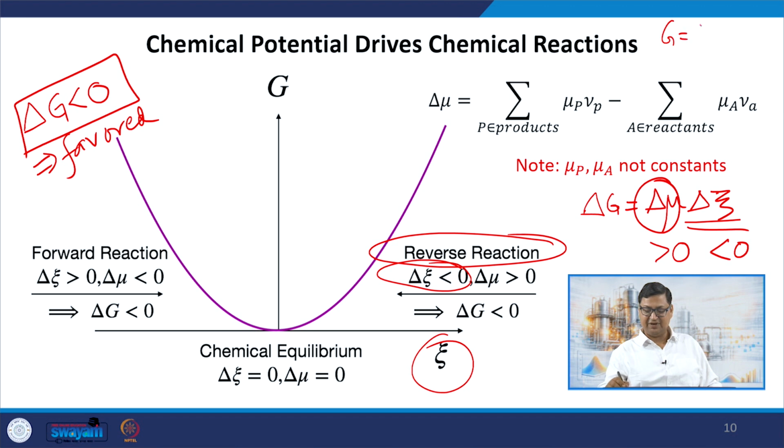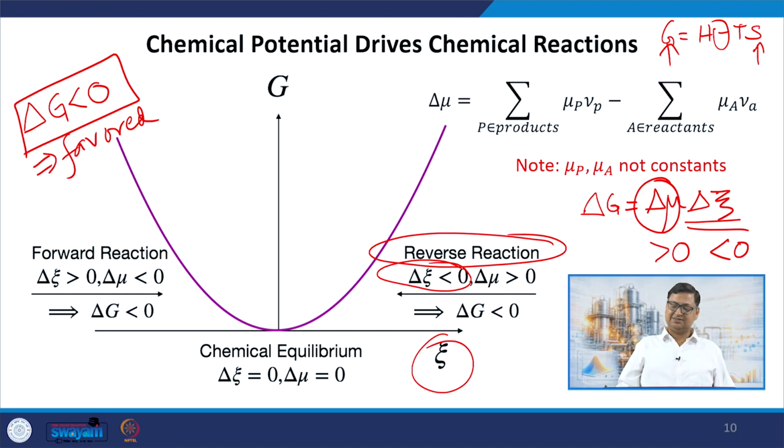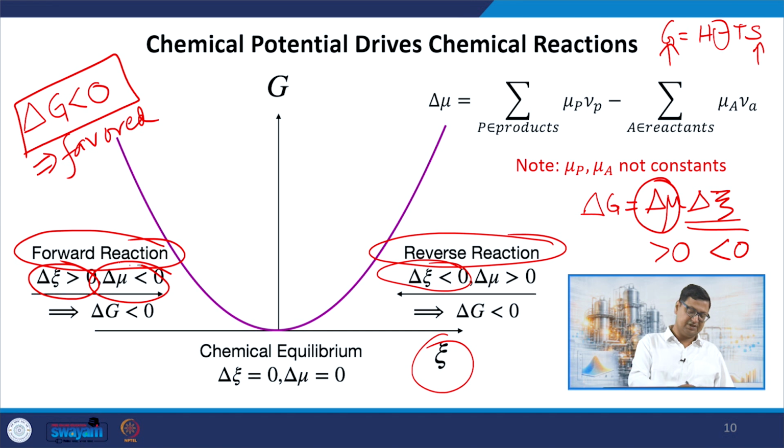And it is not very difficult to see why one is maximized and the other is minimized, because my G is defined as something like H minus TS. So if entropy is maximized, G actually is minimized, because there is a negative sign coming in there. So, in order to keep delta G less than 0, delta mu has to be higher than 0. On the other hand, for the forward reaction, my delta zeta is greater than 0, so delta mu must be less than 0, which will make delta G less than 0.